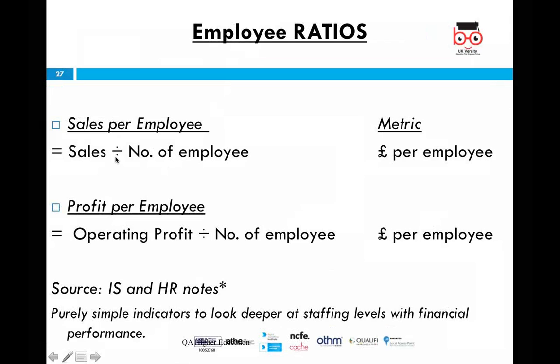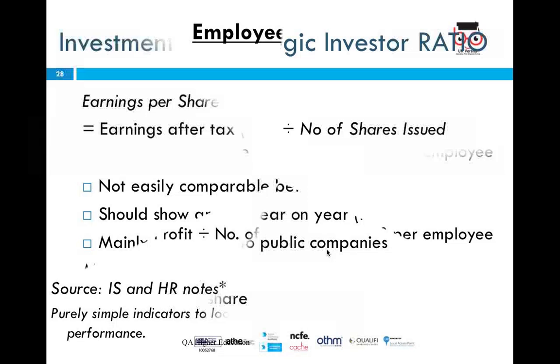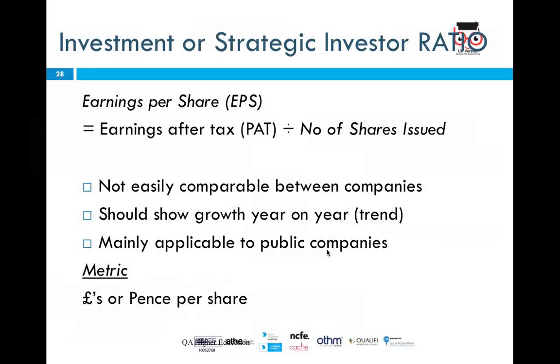And then you can have some information from the HR department, the number of employees. When you divide sales by the number of employees, you get the per employee sales, and then you have a per employee operating profit. These are very simple indicators to look deeper at staffing levels with financial performance.